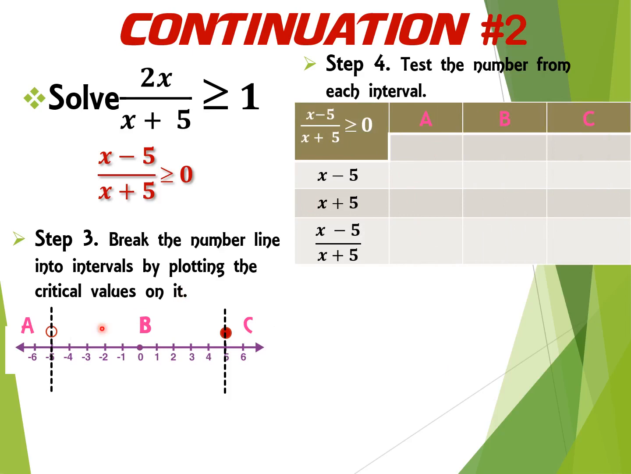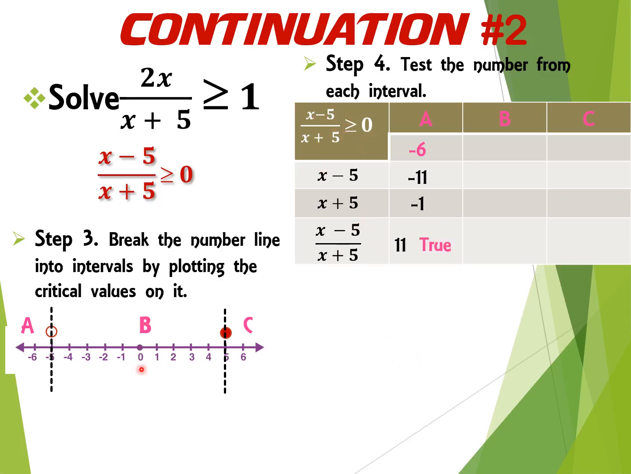So for partition A, let's have negative 6. I will be using x minus 5 and x plus 5. So you have here the numerator x minus 5, x plus 5, and then the whole expression. Negative 6 minus 5 will give you negative 11. Negative 6 plus 5 is negative 1. And then negative 11 divided by negative 1 will give you positive 11. So to test whether it is part of the solution or not, true or false, we will have 11 is greater than or equal to 0. So this will be part of the solution, or true.